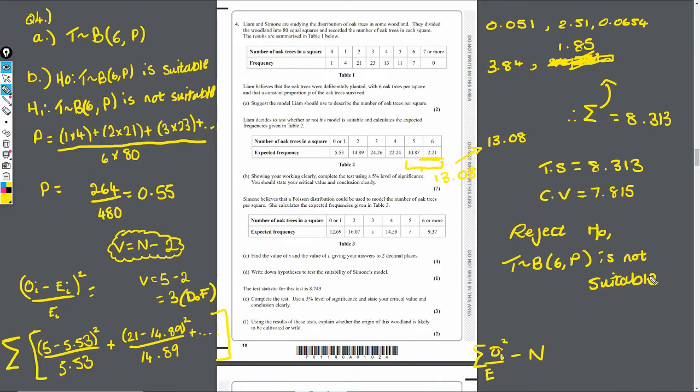And there we have it. So we've shown that this is not suitable. We've got a bigger test statistic than my critical value, so we reject here. Now, if that had been smaller, we would have accepted, and this would have been suitable. But in this case, it works out that it's not suitable.